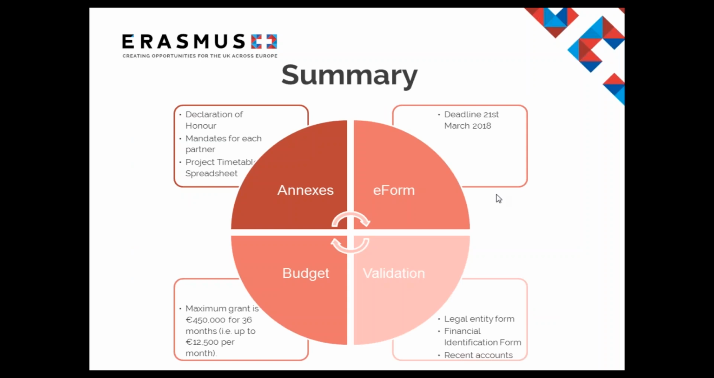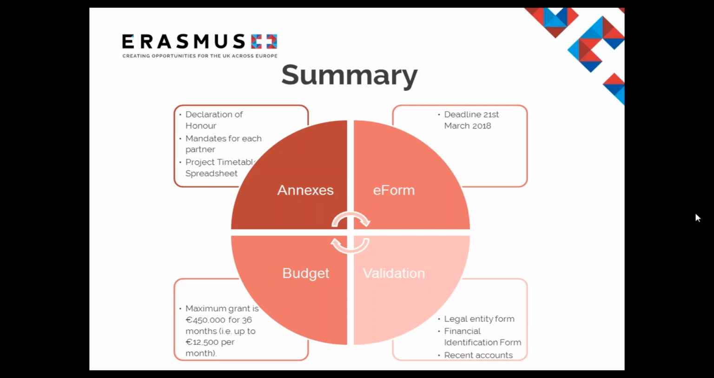This slide just shows an overview of the application process. Beginning with the e-form, the deadline for the submission of all applications is Wednesday, the 21st of March 2018 at 11 a.m. UK time. The key documents that need to be uploaded to the participant portal to support validation include the legal entity form, LEF, financial identification form, FIF, and recent account information to demonstrate financial activity. Read the guide for applicants for further information.